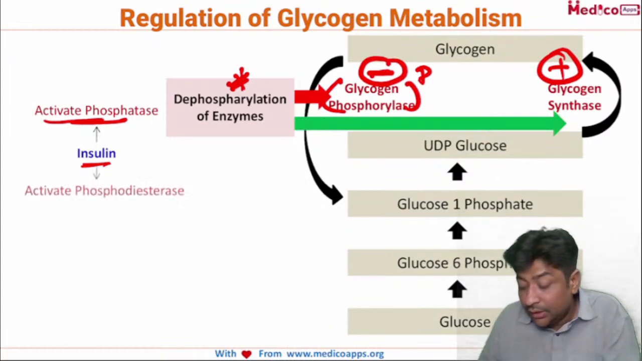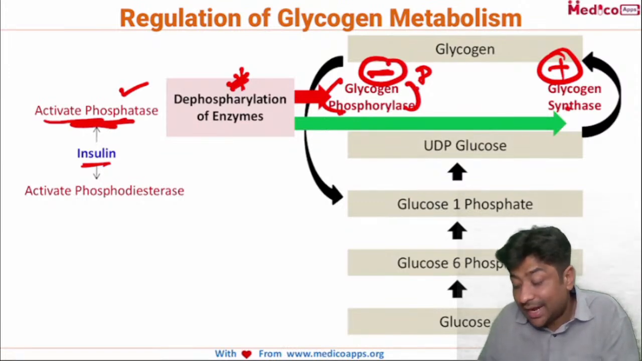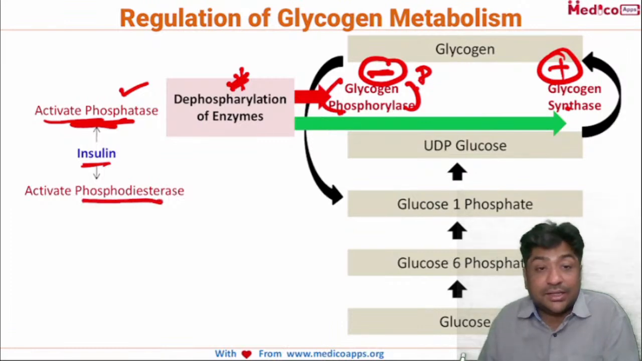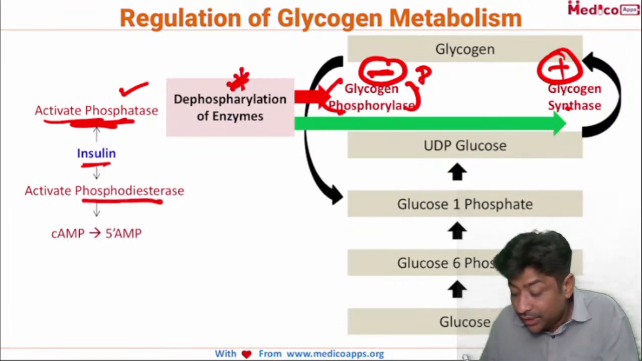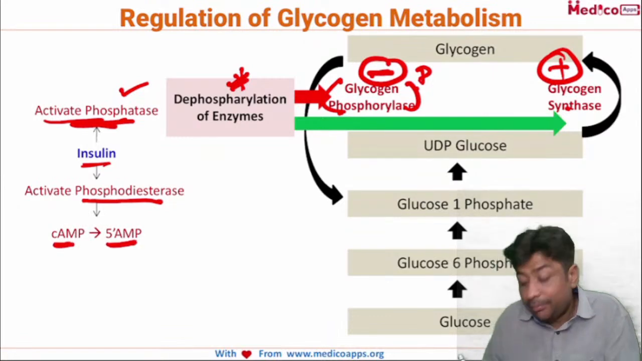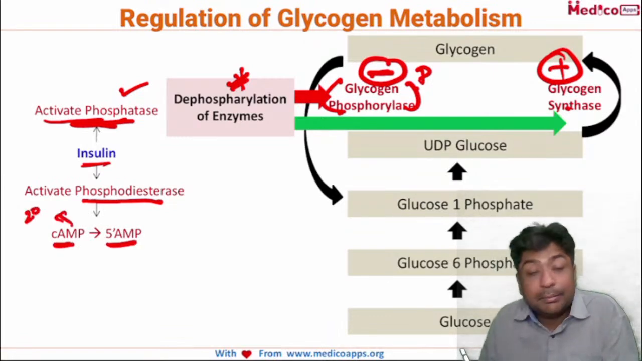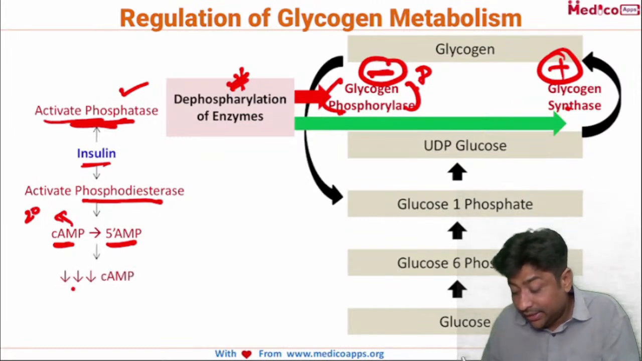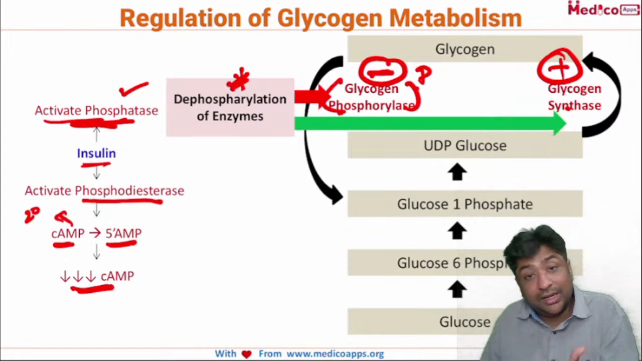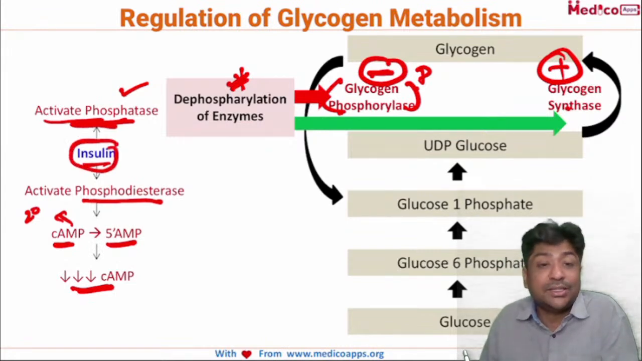Okay. Let's look at insulin's second mechanism. On one hand, insulin activates phosphatases, which will remove the phosphate and so inactivate this and activate this. It will also activate phosphodiesterase. What does this phosphodiesterase do? It will convert cyclic AMP to 5'-AMP, and remember, cyclic AMP was the major secondary messenger for glucagon and epinephrine action. So there will be a decrease in cyclic AMP and phosphorylation will decrease. These are the two mechanisms by which insulin acts.